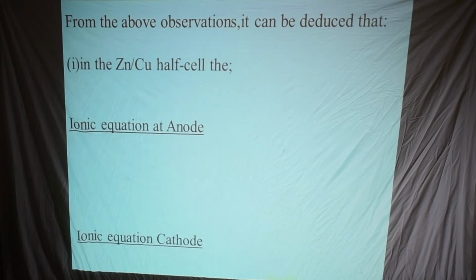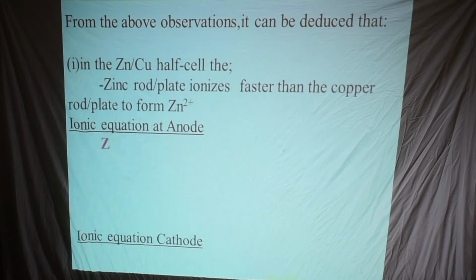The equation at the anode is as follows. We have zinc, which is losing electrons, to become what? Zinc ion plus two electrons.